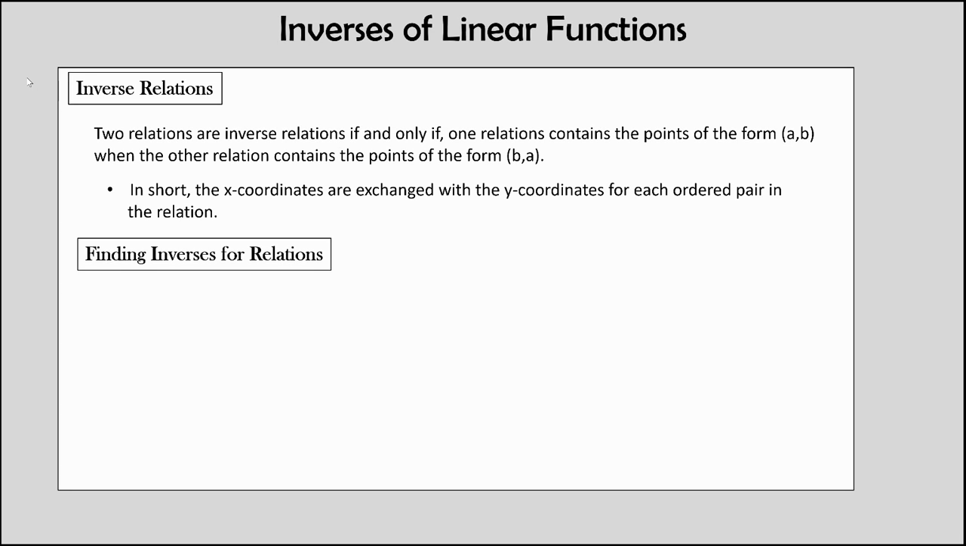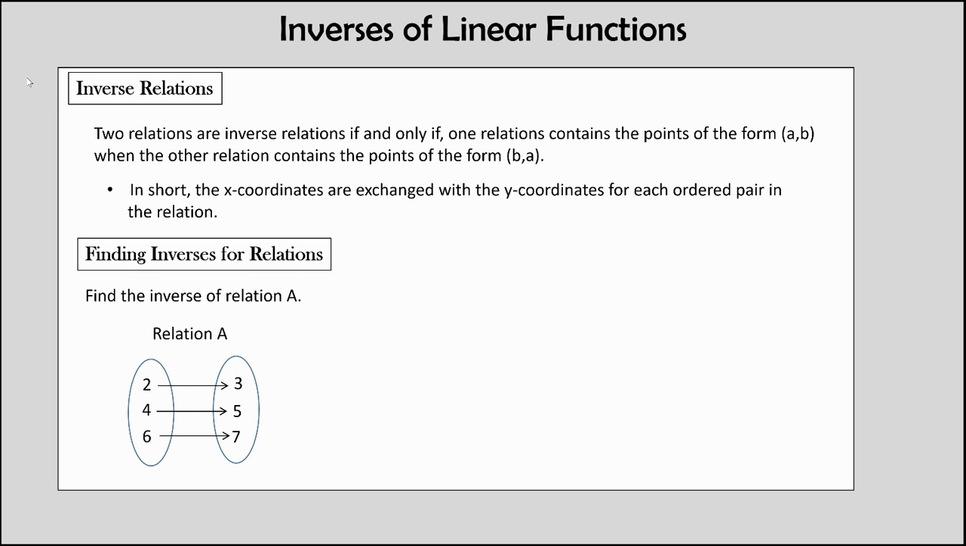So in short, the x coordinates and the y coordinates are exchanged for each ordered pair in the relation. For example, if this was relation A, and this shows a mapping, the input of 2 has an output of 3. The input of 4 has an output of 5. The input of 6 has an output of 7. The inverse of that relation would look like this. We'll call it relation B. An input of 3 has an output of 2. An input of 5 has an output of 4. An input of 7 has an output of 6.